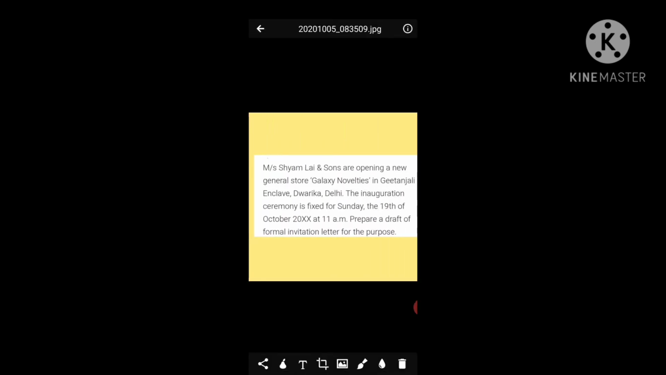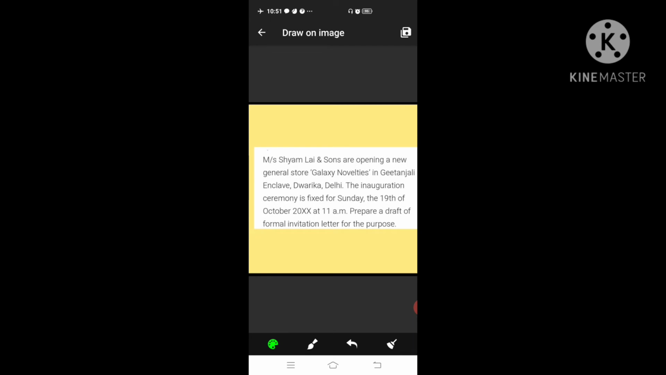So see over here, who is the host? Messrs Shyamlal and Sons are the host. Then what function? Opening a new journal store, meaning inauguration ceremony, and the name of the honorary, Galaxy Novelties. And the date and time is Sunday the 19th of October 2020 at 11 am.